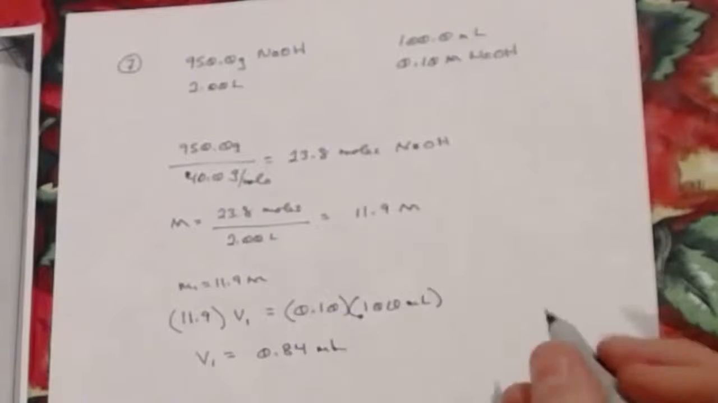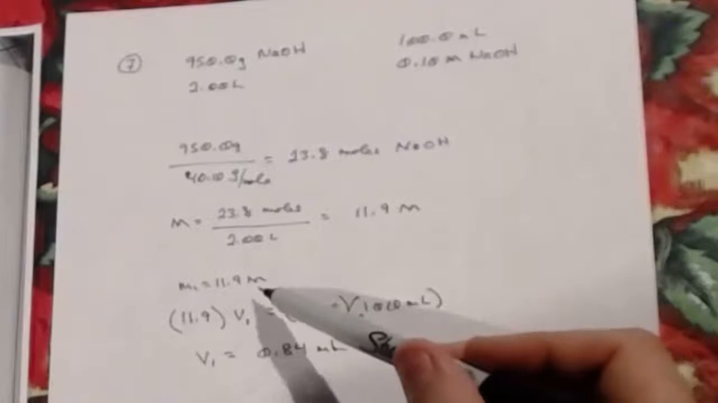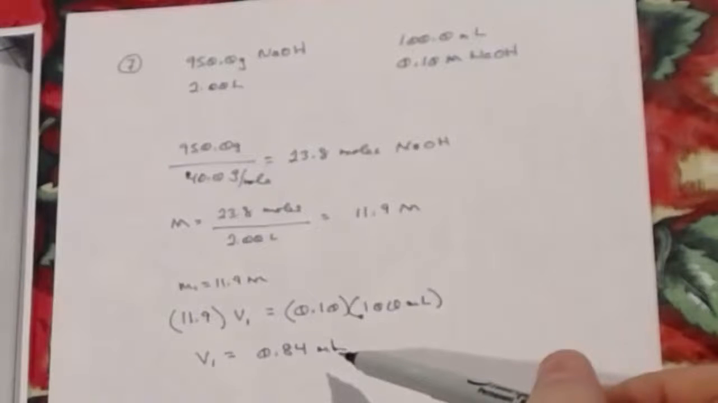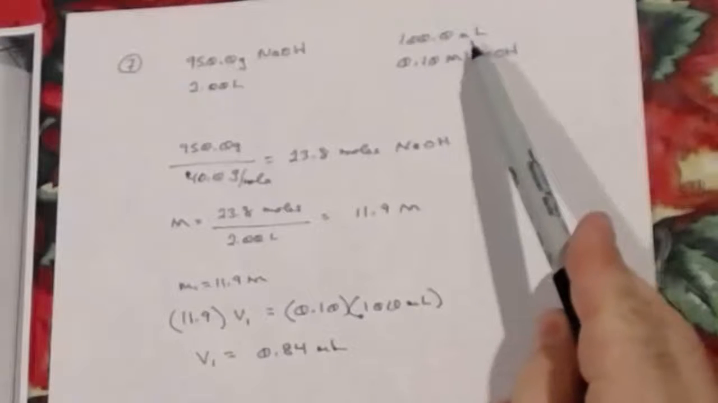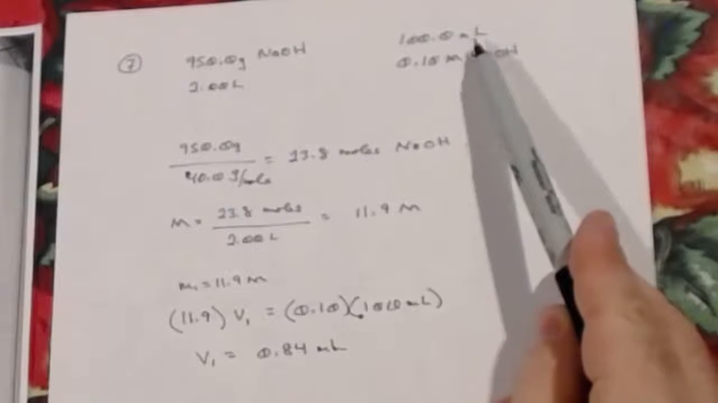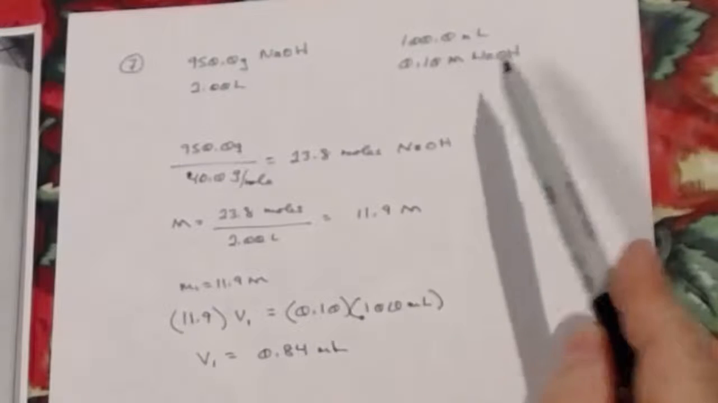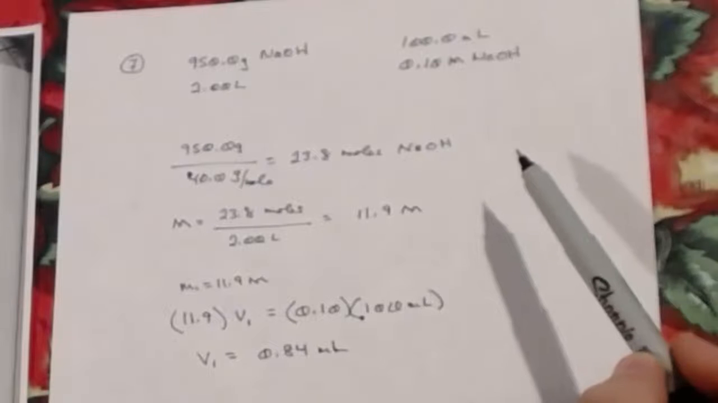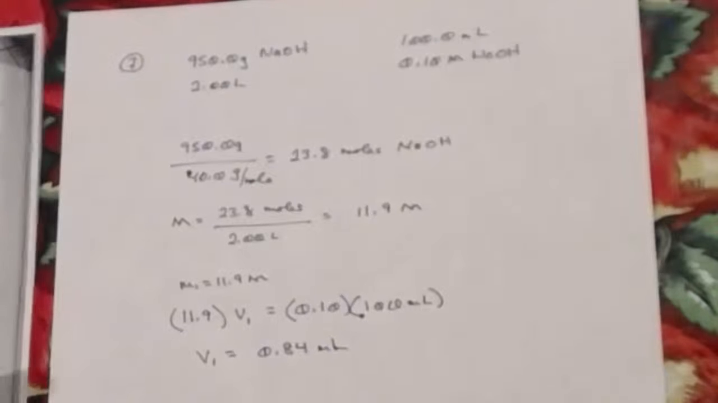So what does that mean? Well, what this chemist is going to do is take his 11.9 molar solution and measure out 0.84 milliliters of it. He's going to take that 0.84 milliliters and put it into a container and fill that container until he has 100 milliliters total. And when he has 100 milliliters total, he will then have a 0.10 molar sodium hydroxide mixture. And we're taking something very concentrated, putting it into another container and adding water to it to dilute it to get to the second concentration. It's number 7.